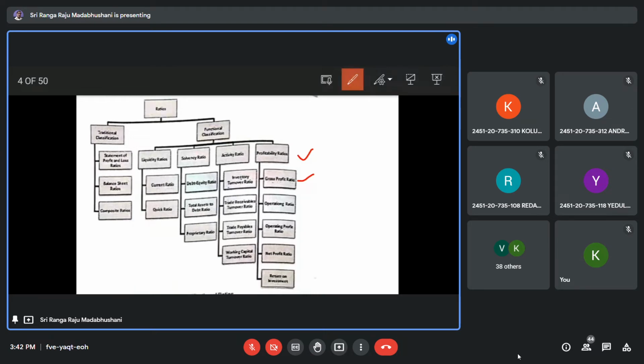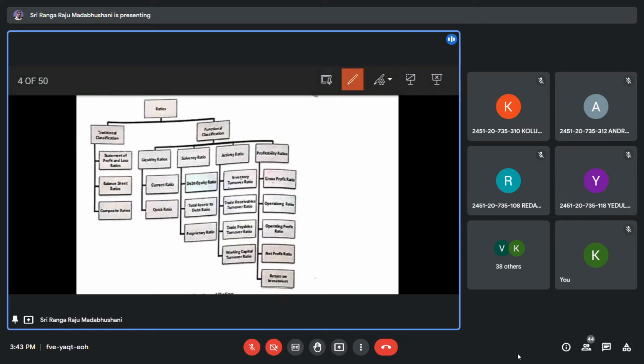So the gross profit ratio, operating ratio, that is operating expenses, profit on operating expenses. Then operating profit ratio, net profit ratio, return on investment ratio: how much capital we invested and how much return we earned. All these are profitability ratios, related to profit.